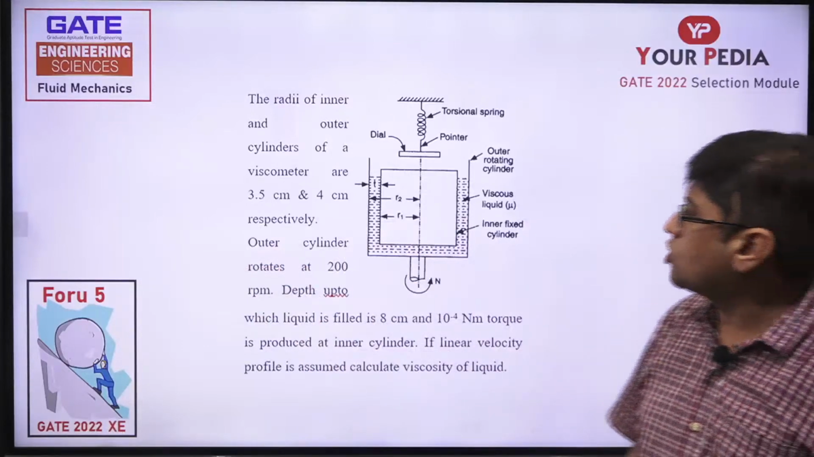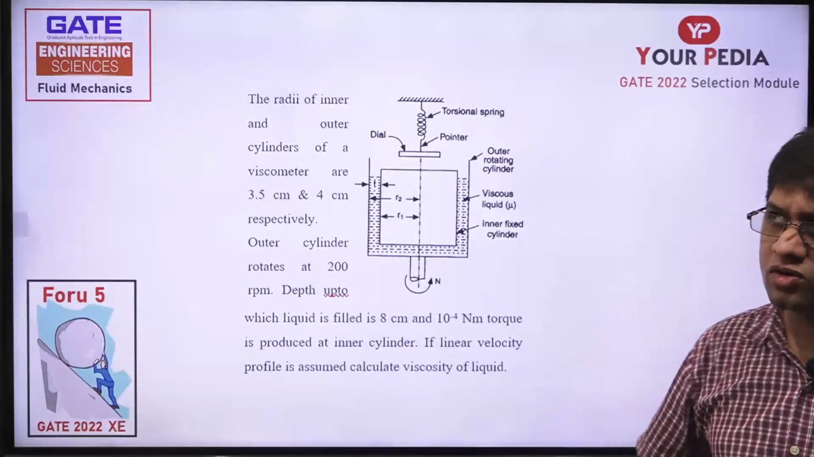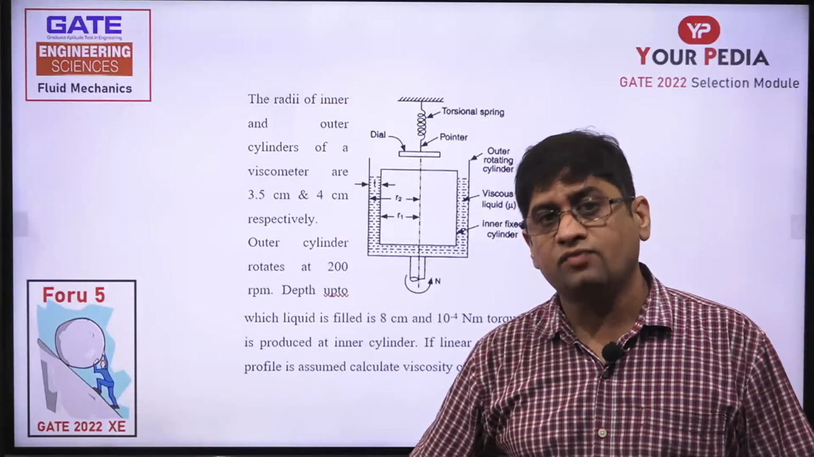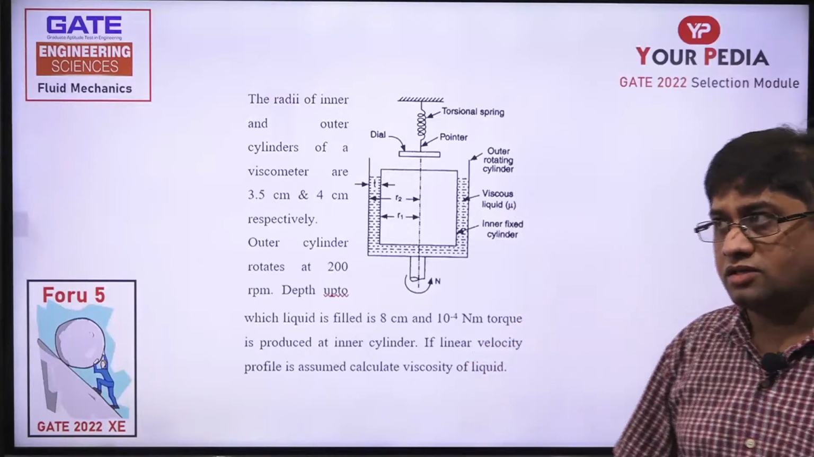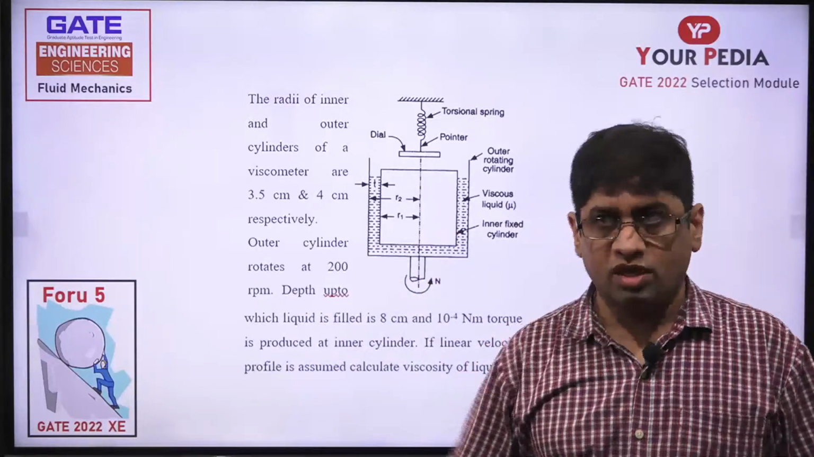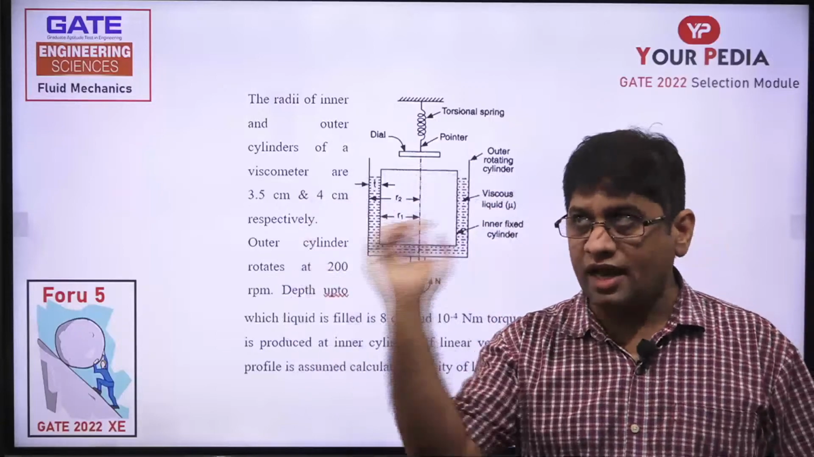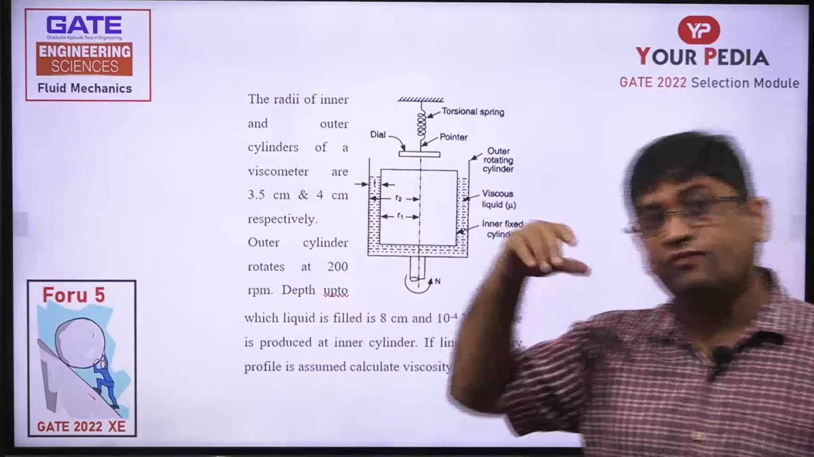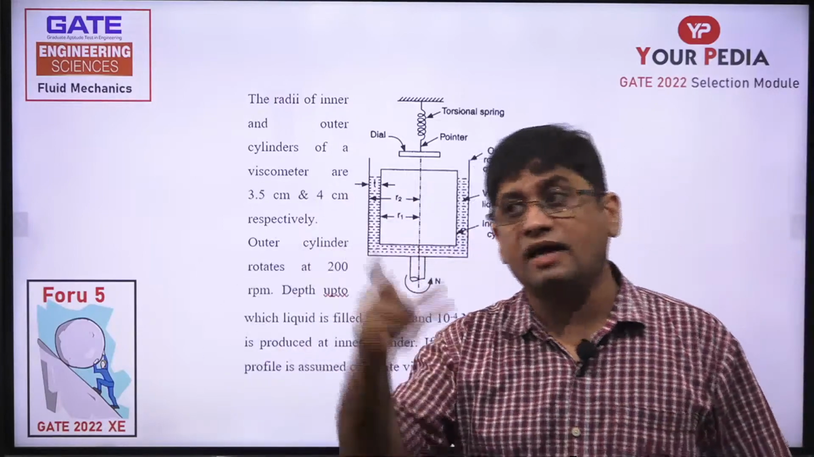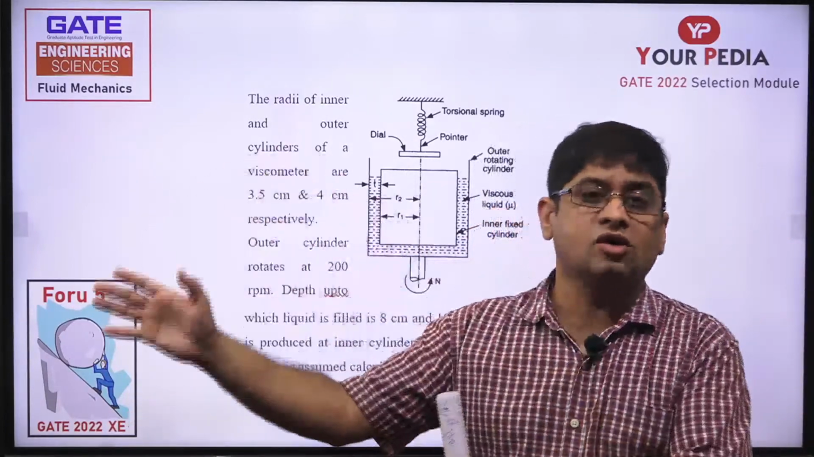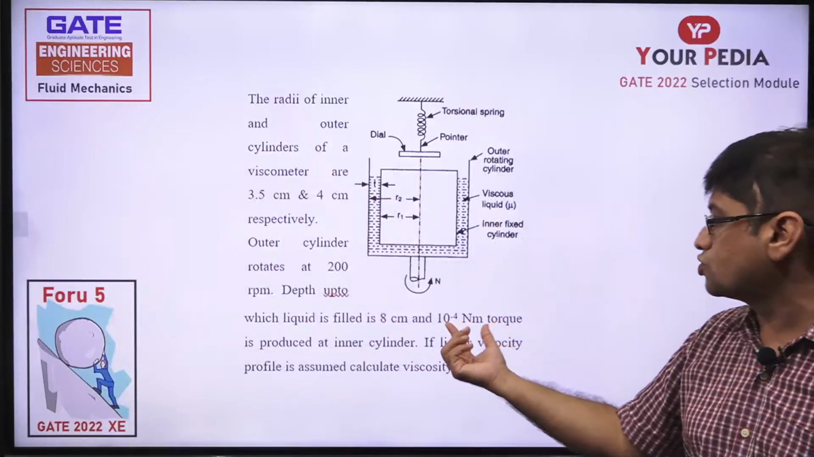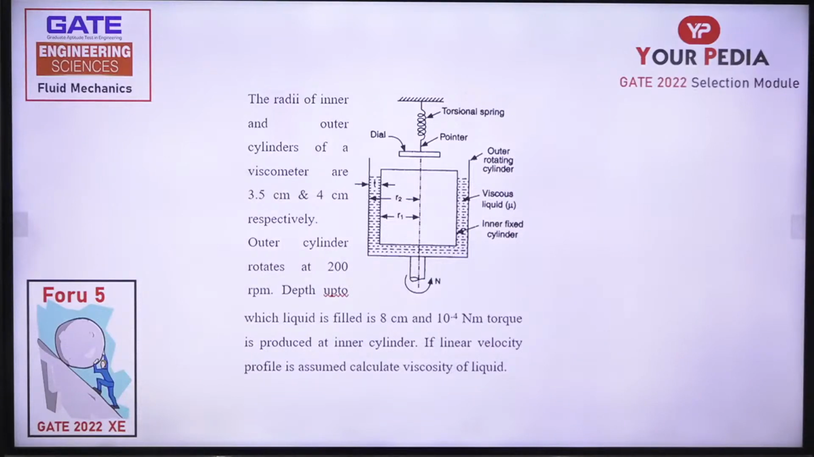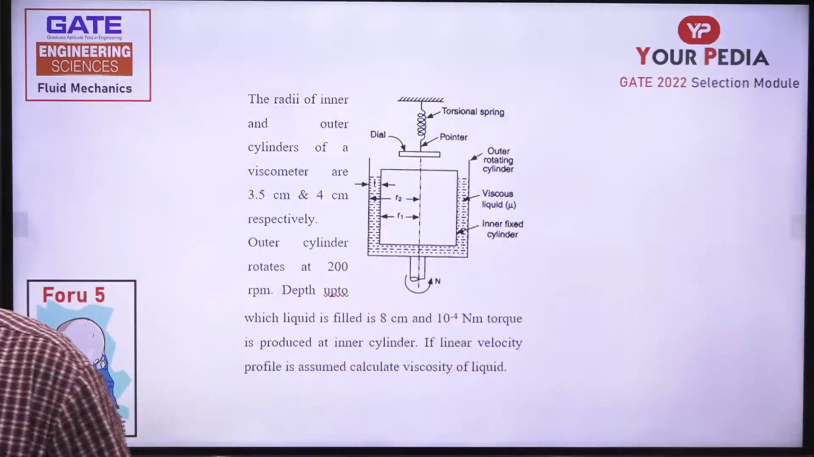But how shall we calculate torque at the inner cylinder? Can we find out the force acting at the inner cylinder? Yes, we can. That force is to be calculated from tau. If tau, the drag stress, is multiplied by the contact area, that gives you force. And if force is multiplied by the radius, that gives you torque. Torque is already given to us, so we equate these two and get the value of the viscosity. So let us see how we find the solution to this particular question.